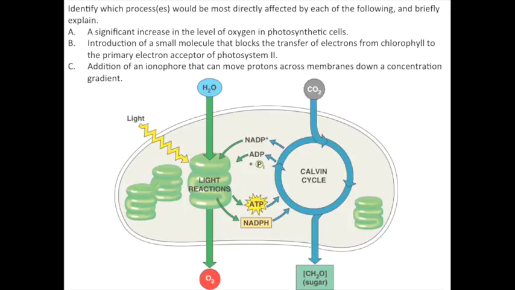So first, let's take a big picture view of photosynthesis. Light energy is used to excite the electrons in pigment molecules until a reaction center chlorophyll gets oxidized and passes its electron to an electron acceptor. In photosystem 1, the ultimate electron acceptor is NADP+, which is reduced to NADPH.